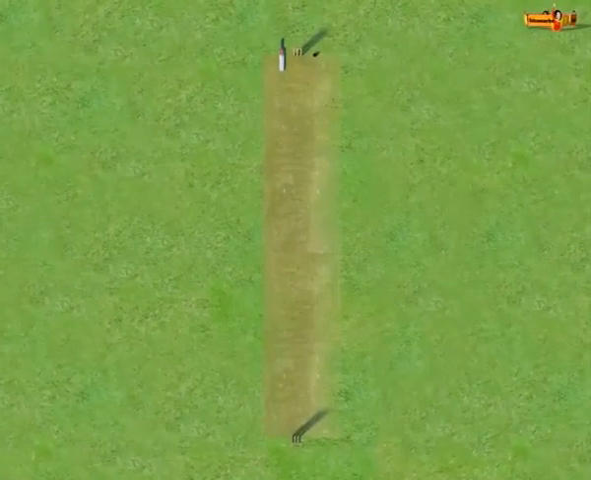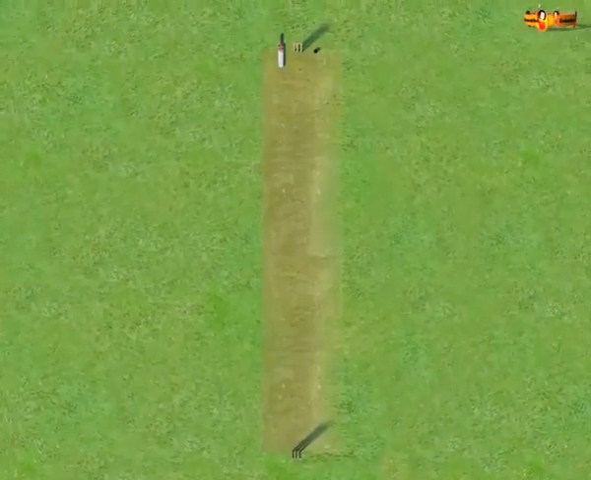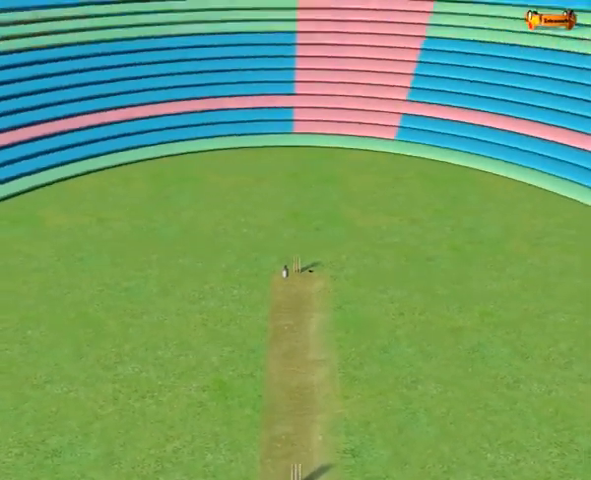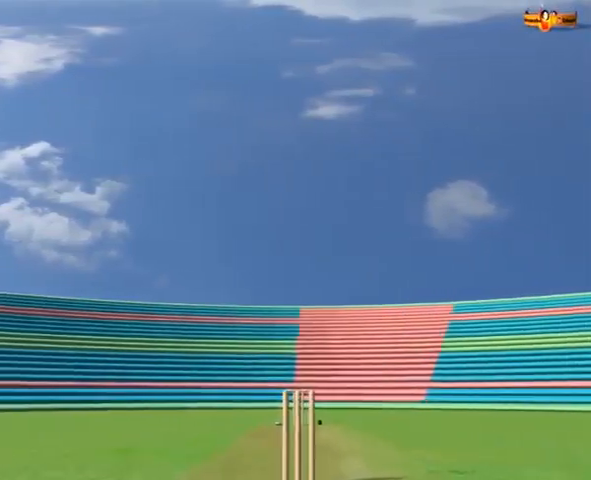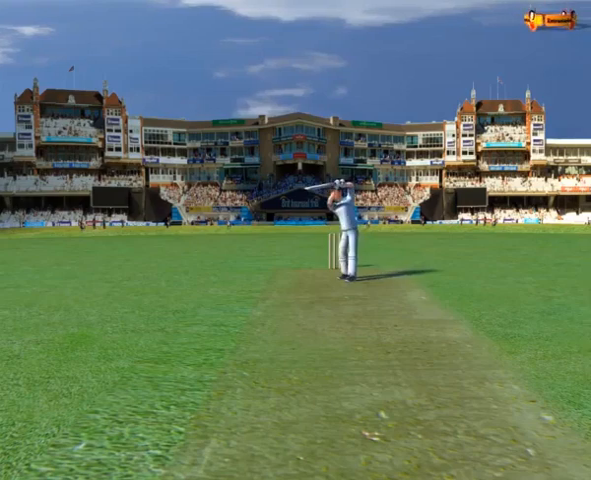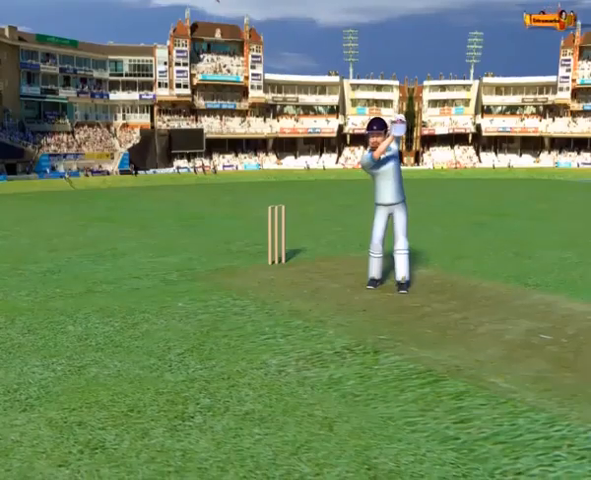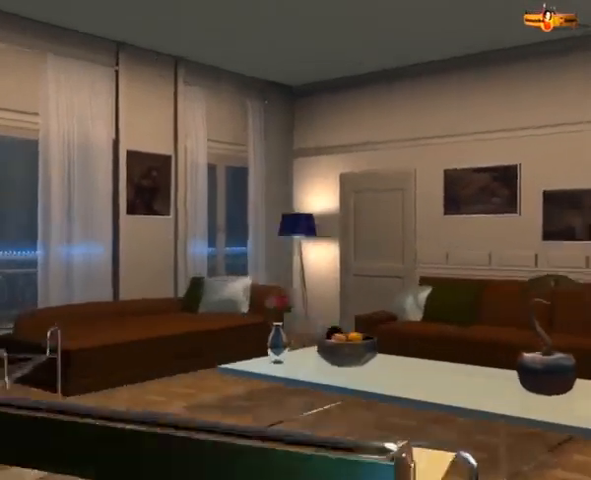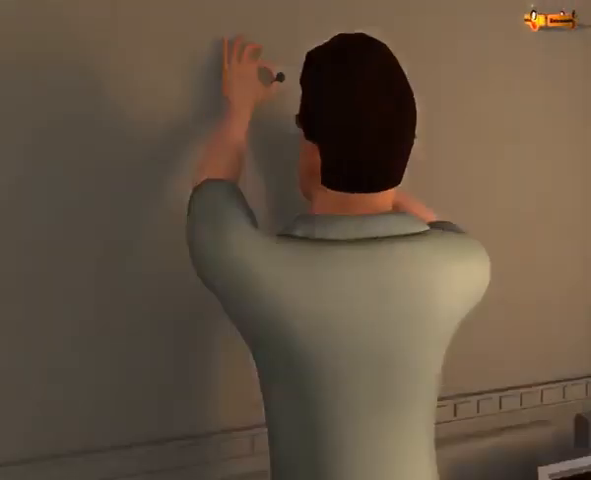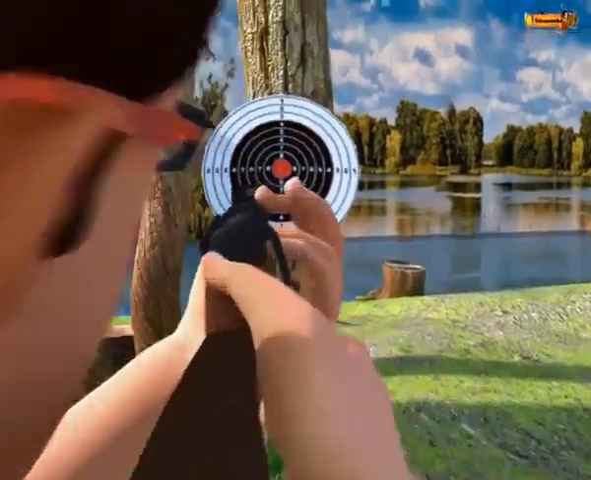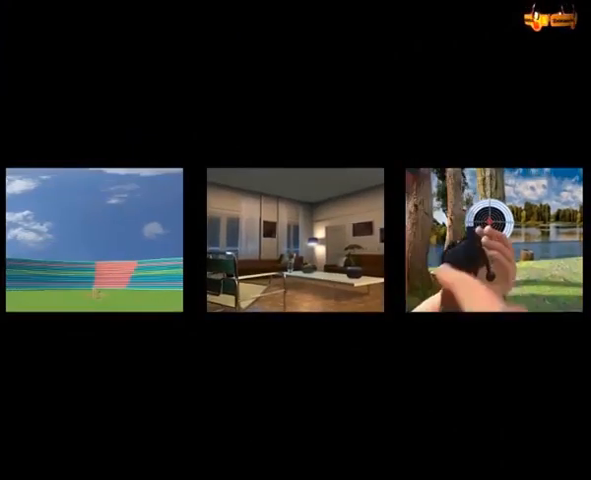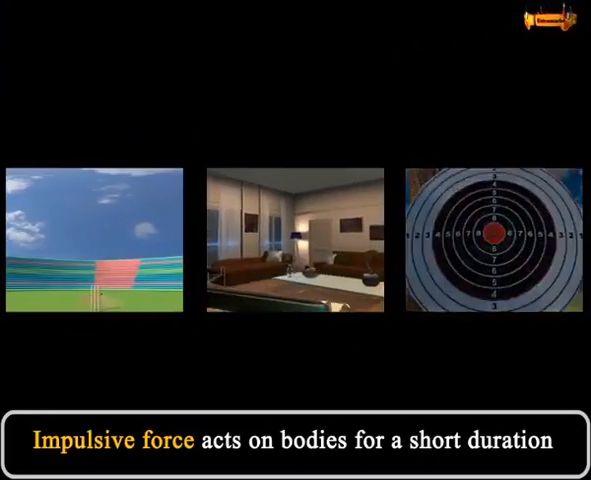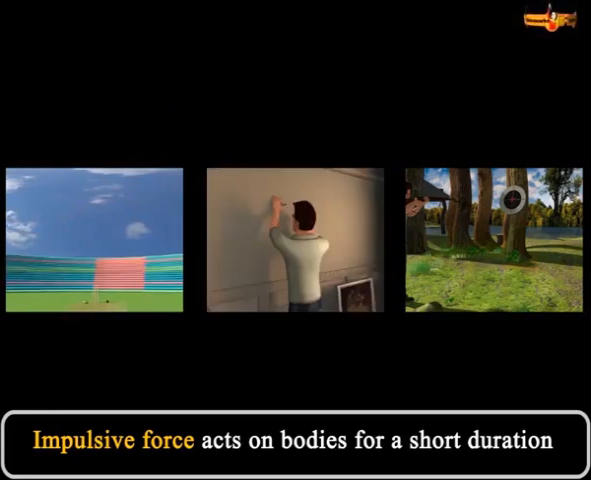In our daily life, we come across many cases of forces which are variable in magnitude. As here, we can see a player hitting a ball with a bat, a man driving a nail with a hammer, a bullet fired from the gun. In all the above cases, we can see the force acts for a very short time.